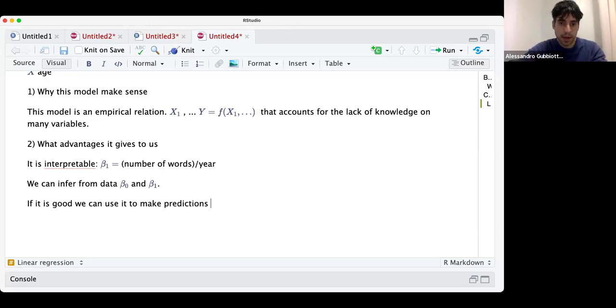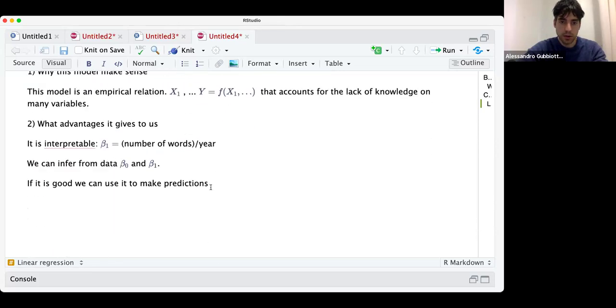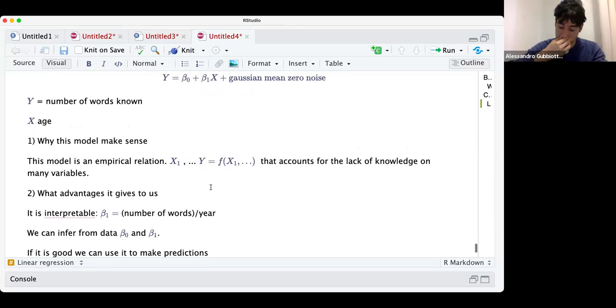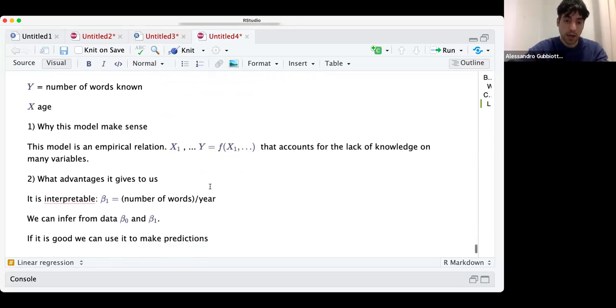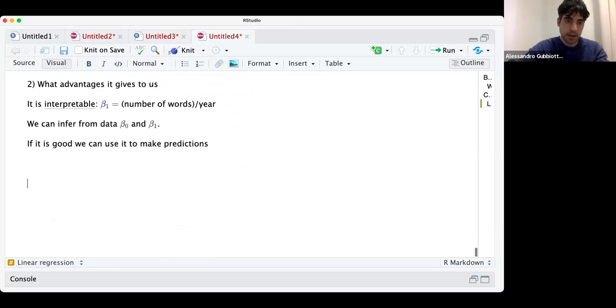And now let's try to estimate beta 0 and beta 1. Okay, this is the theoretical part. Now let's go to the practical part. Estimate beta 0 and beta 1.